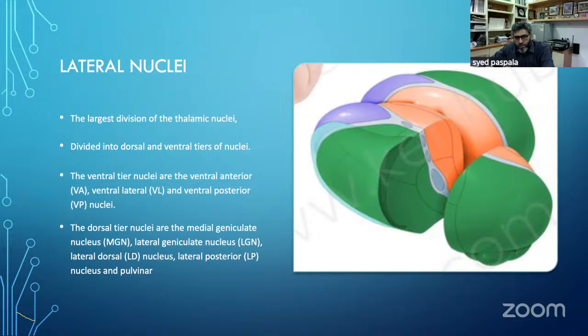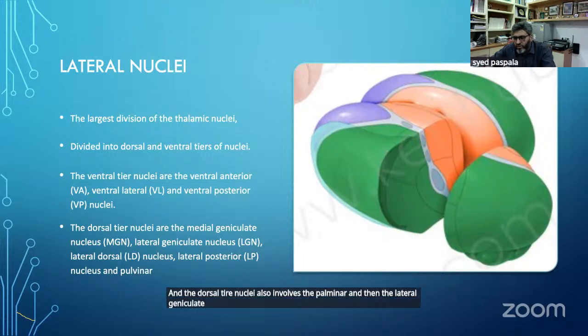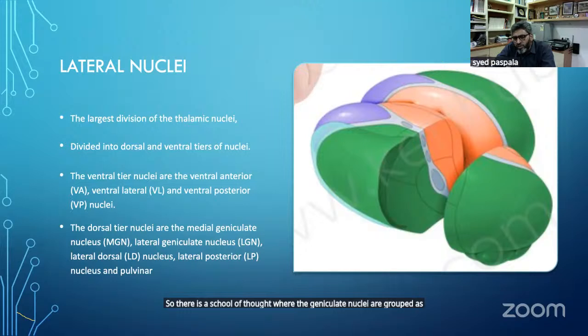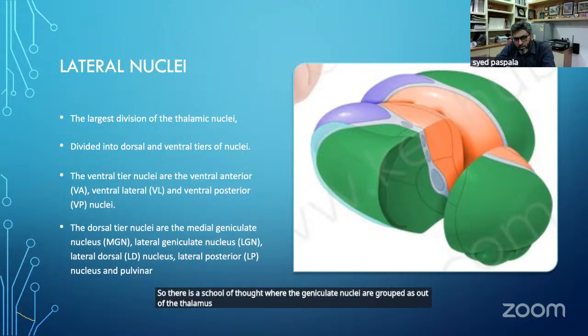And the dorsal tier nuclei also involve the pulvinar, and then the lateral geniculate nucleus and the medial geniculate nucleus also. There is a school of thought where the geniculate nuclei are grouped as separate from the thalamus, but most of the hypotheses include these geniculate nuclei in the thalamic nuclei itself.